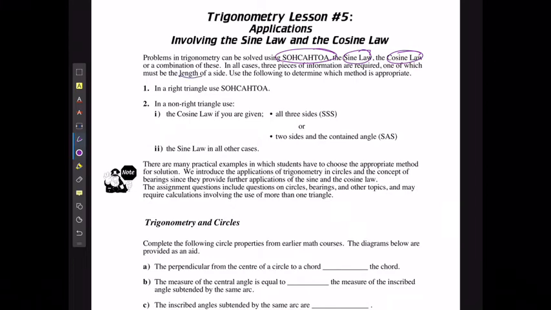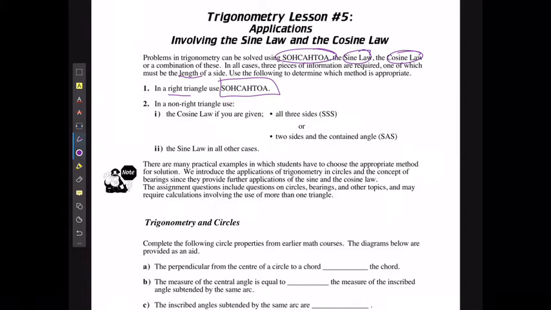If I only know angles, then I can't derive the side lengths from that. But if I know at least one side length, then any other combination I should be able to solve. Use the following to determine which method is appropriate. Anytime I have a right angle triangle, I'm just going to use SOHCAHTOA. So the sine ratio, cos ratio, or tan ratio.